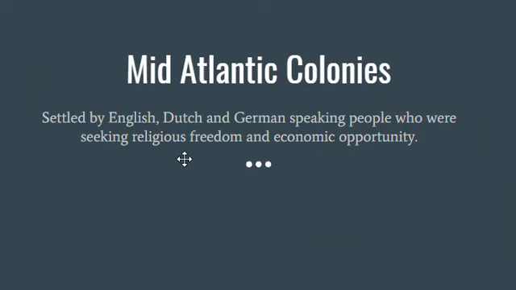Next, we're going to talk about the Mid-Atlantic colonies. We talk much less about them at the moment, but they were settled by English, Dutch, and German-speaking people who were seeking religious freedom and economic opportunity. So you had a lot of Catholics that moved here, Huguenots, Jews, people that were being persecuted in Europe and in England, so they came here for religious freedom. But they also wanted to make money.